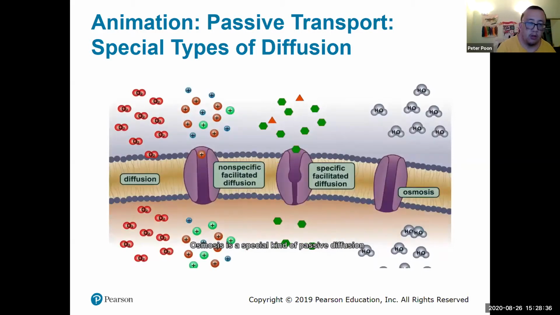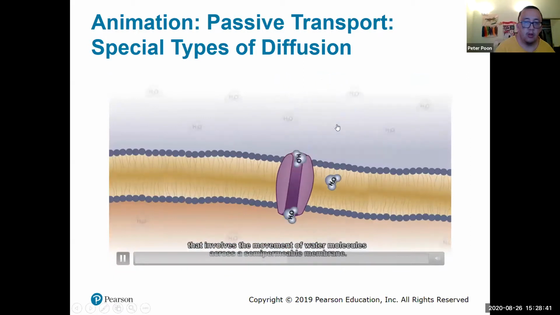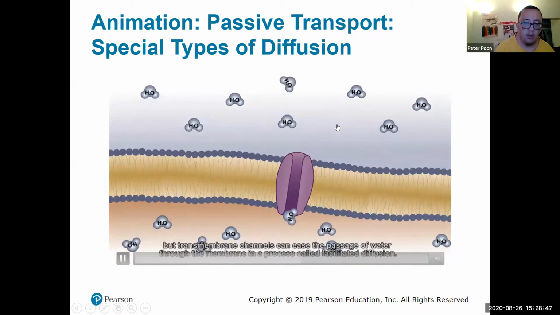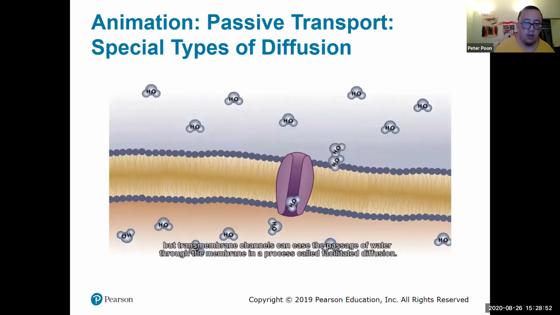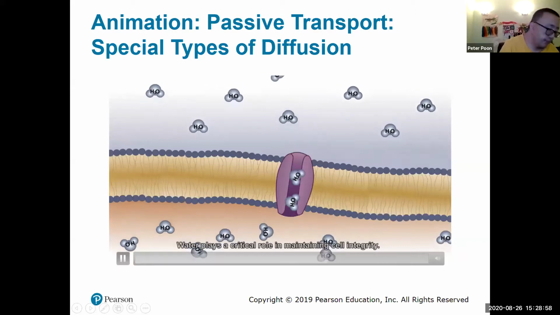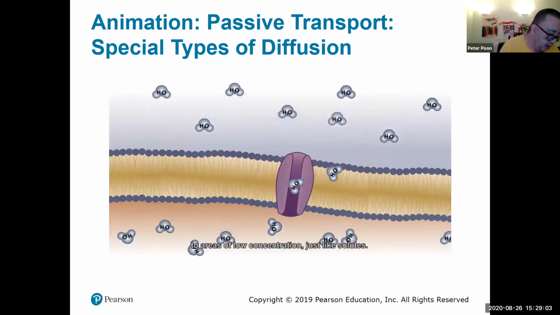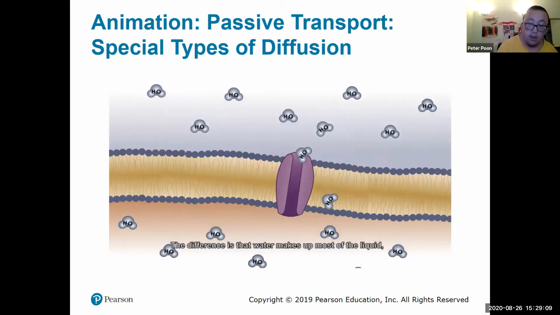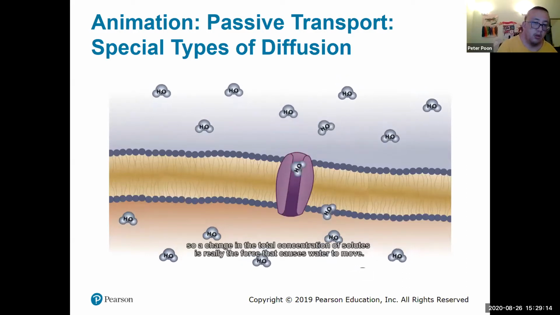Osmosis is a special kind of passive diffusion that involves the movement of water molecules across a semi-permeable membrane. Water passes through the phospholipid bilayer with some difficulty, but transmembrane channels can ease the passage of water through the membrane in a process called facilitated diffusion. Water plays a critical role in maintaining cell integrity. Water tends to move across the membrane from areas of high concentration to areas of low concentration, just like solutes. The difference is that water makes up most of the liquid, so a change in the total concentration of solutes is really the force that causes water to move.